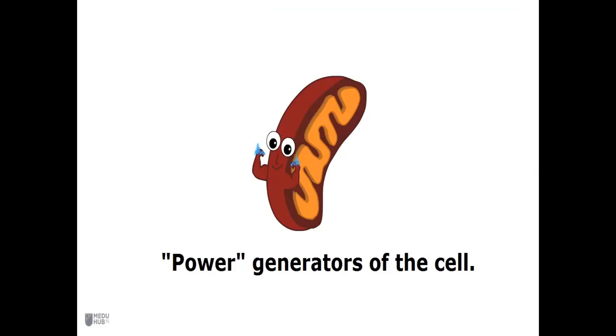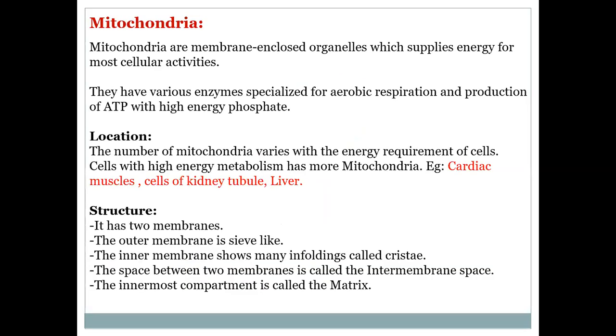Cartoon showing that mitochondria are the power generators of the cell. Mitochondria are membrane-bound organelles which supply energy for most cellular activities. That means we perform functions with the help of energy that comes from mitochondria. That energy is termed ATP, or adenosine triphosphate, a high-energy phosphate.